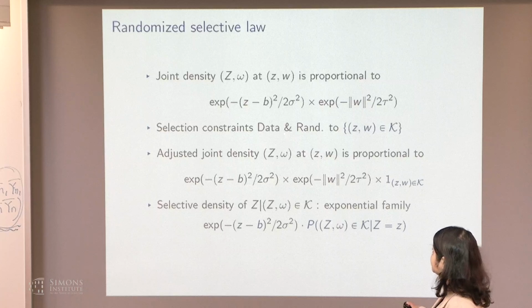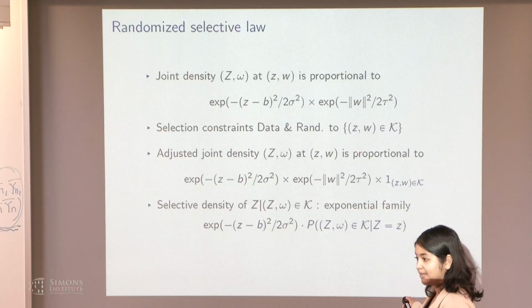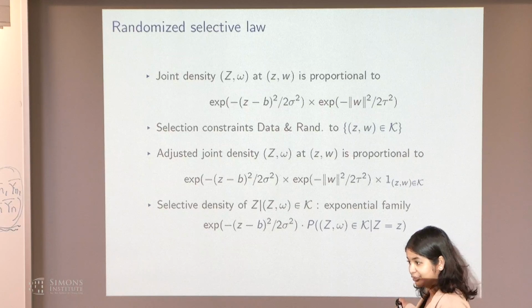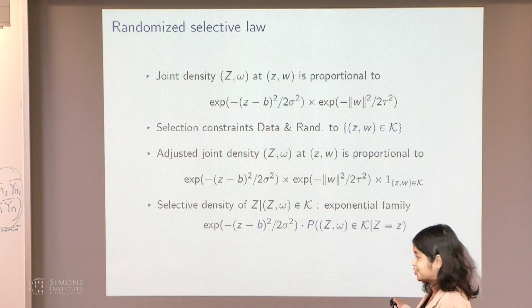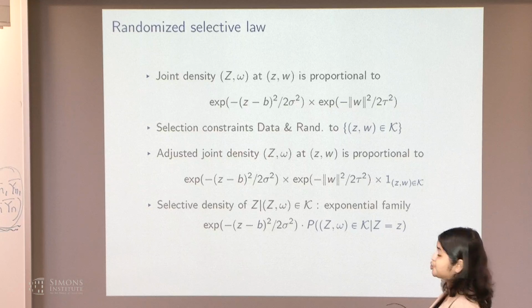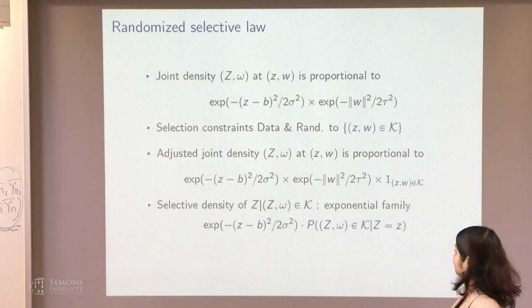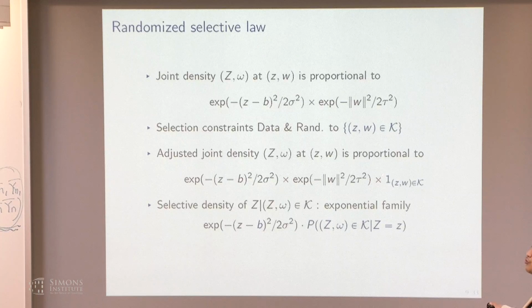Now I know that selection constrains my data and randomization to lie in some selection region K. In the case of LASSO, it happens to be a polyhedral region, right? That's described both in terms of my data as well as randomization. The question is, what is now the adjusted, or the selection adjusted, joint law of data and randomization? We started out with this pre-selective law. The selection adjusted law is proportional to the same law truncated to the selection event, and the selection event is determined by the selection that you carried out on the randomized version of your data.